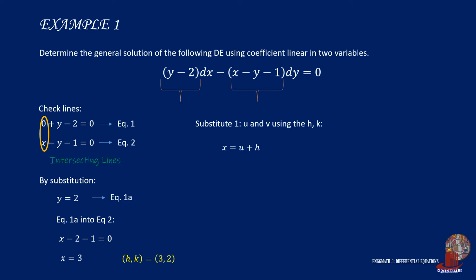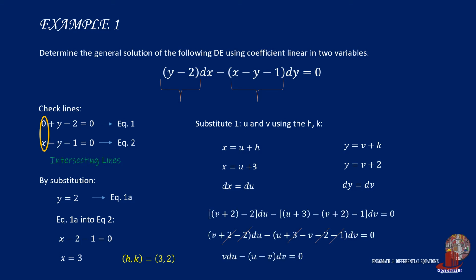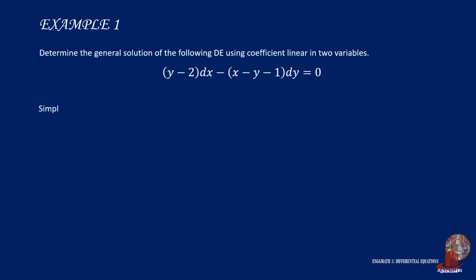Take x as u plus h, where h is 3, so x is u plus 3. The derivative of x is du. Do the same with y, where it is equated with v plus k, or that will be v plus 2. dy is also taken as dv. Note that the derivative of a constant will be 0. Plug this into the equation and then cancel constants, which can simplify the equation into v du less the quantity of u minus v times dv is equal to 0. If we eliminate grouping by distribution, it would be easily seen that the equation will be homogeneous.